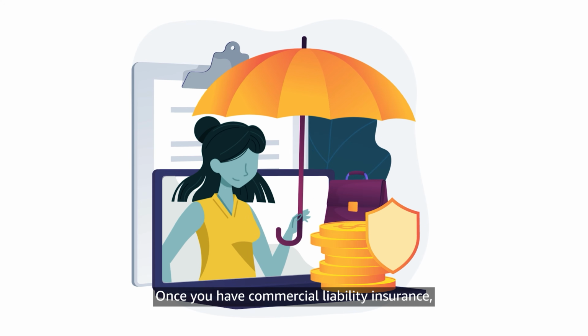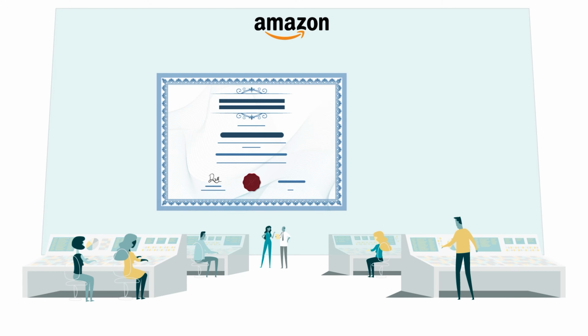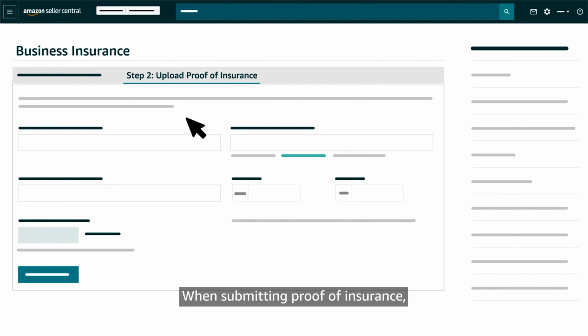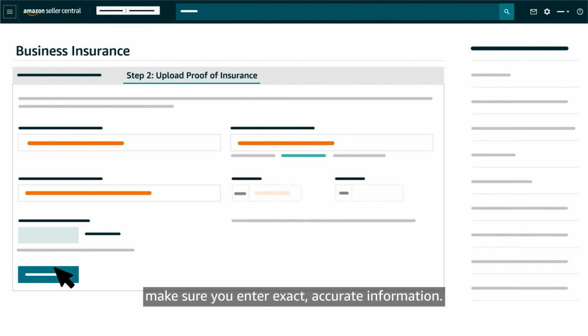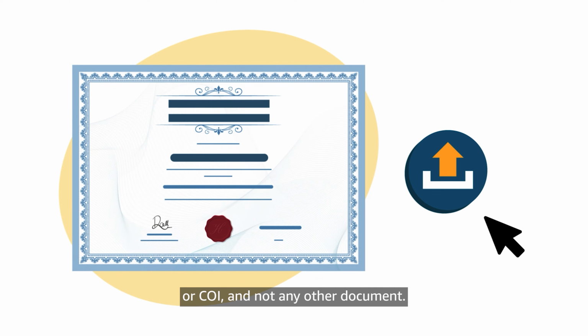Once you have commercial liability insurance, you can then submit proof to Amazon. On the Insurance Accelerator tool, click Upload Proof of Insurance. When submitting proof of insurance, make sure you enter exact, accurate information. And be sure to upload your one-page Certificate of Insurance, or COI, and not any other document.